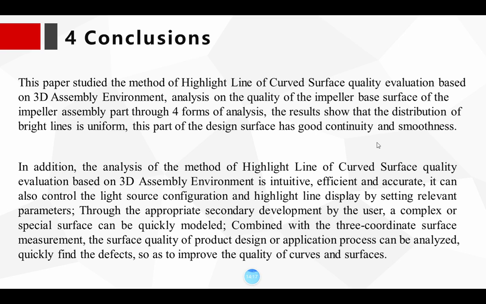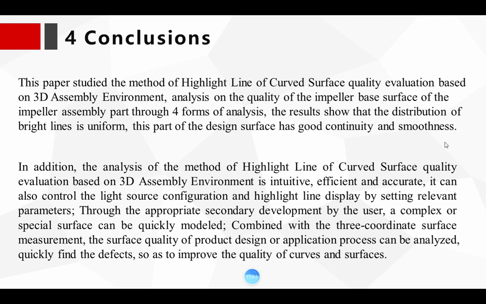In addition, the method of highlight line analysis of curved surface quality evaluation based on the three-dimensional assembly environment is intuitive, efficient, and accurate. It can also control the line source configuration and highlight line display by setting evaluation parameters. Through appropriate secondary development by the user, a complex or special surface can be quickly modeled.